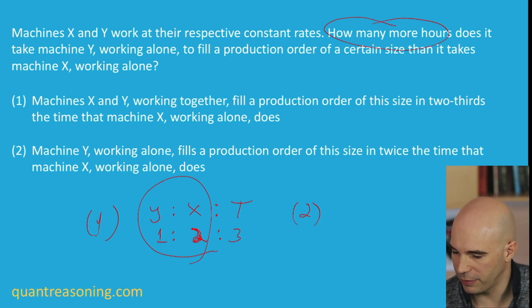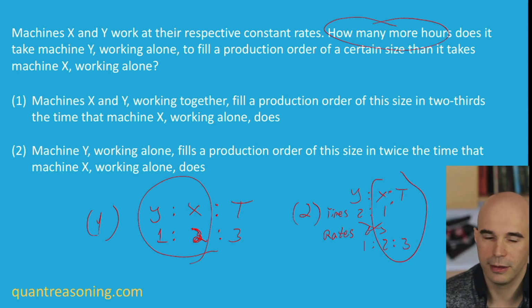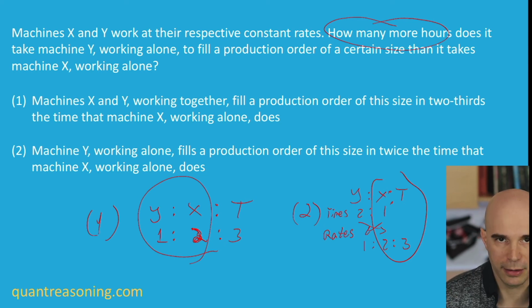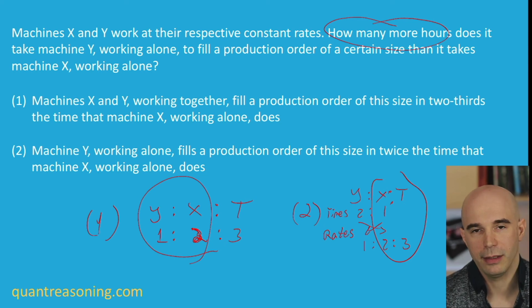And vice versa, if I'm given statement 2, so y takes twice as long, so this is a ratio of times, convert to a ratio of rates, that is 1 to 2, and then together you add them and you get 3, and that part of the ratio is what statement 1 gave us. So we can see how statement 1 implies statement 2 and vice versa, and that's why I was saying earlier we can eliminate A, B, and C.